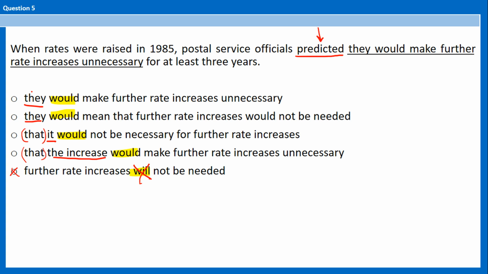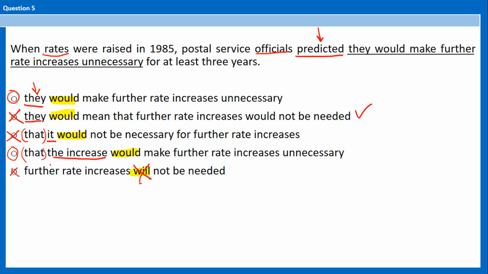Okay, so they is replacing what? I'm talking about rates, right? Or the officials. Okay, they would make further rate increases unnecessary. They would mean that further rate increases would not be needed. Okay, this is wordy. B is wordy, eliminated. Number 3, predicted that it would not be necessary. What is it? It doesn't have a referent. So it's either A or D.